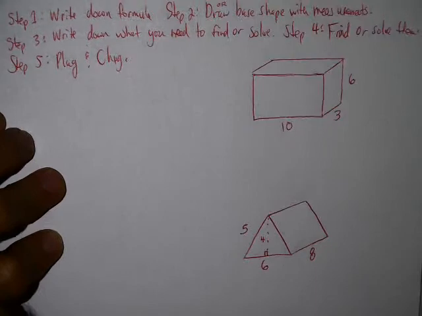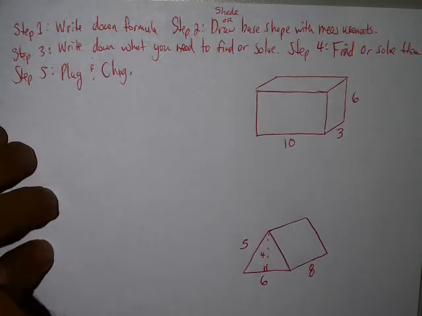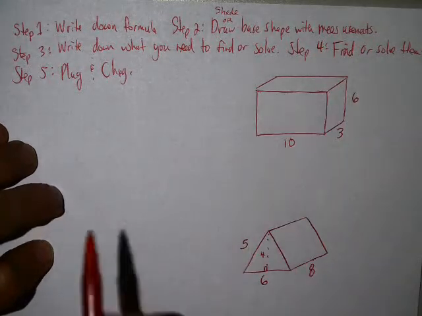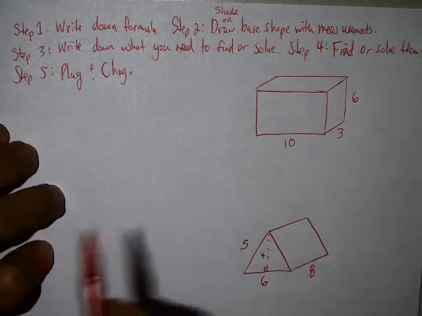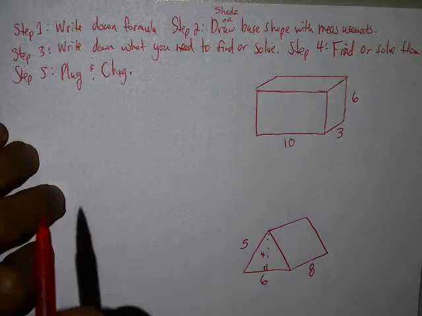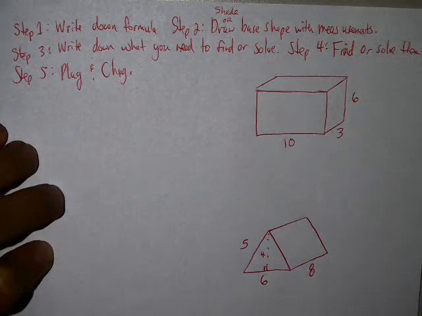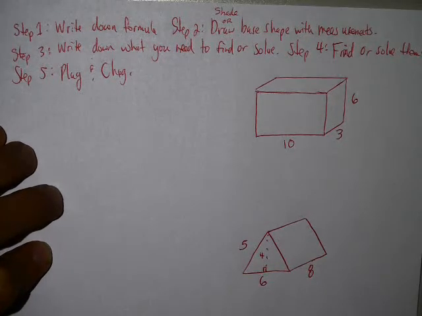Write down the formula. Next step is to shade or draw the shape of the base and include the measurements with it. You can shade it, but drawing it is a little bit better if you ask me. Step 3, write down what you need to find or solve. The reason it says find is because some numbers you can just find, other numbers you have to actually solve. Step 4, well, then just find or solve them. And then step 5, as you saw in the videos we've done, is just to plug the numbers in the formula and to chug or work them out.